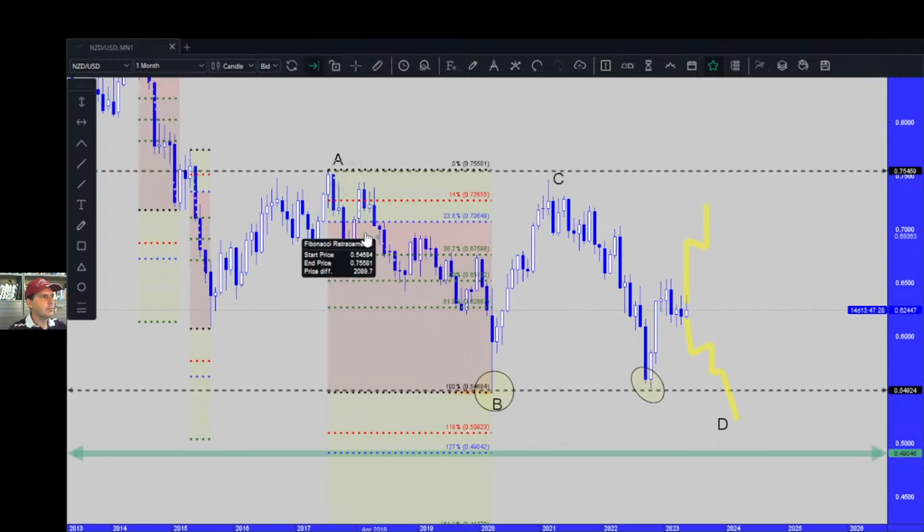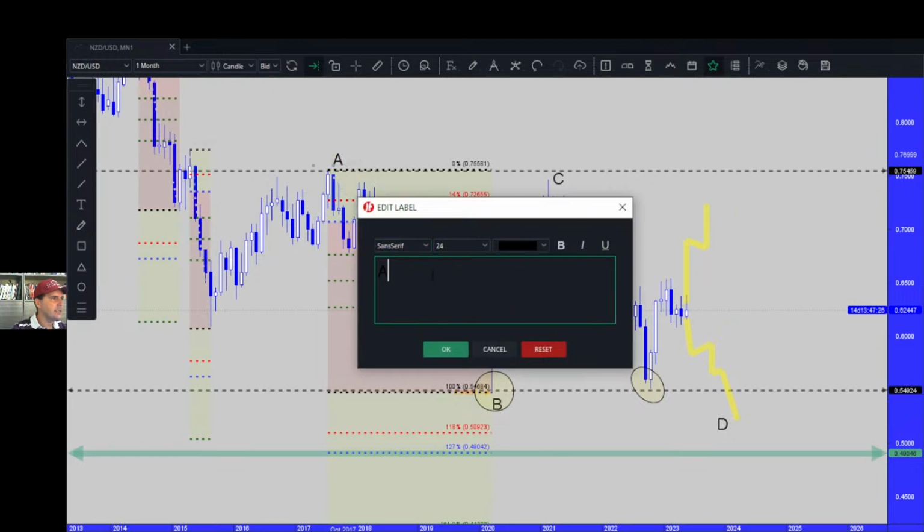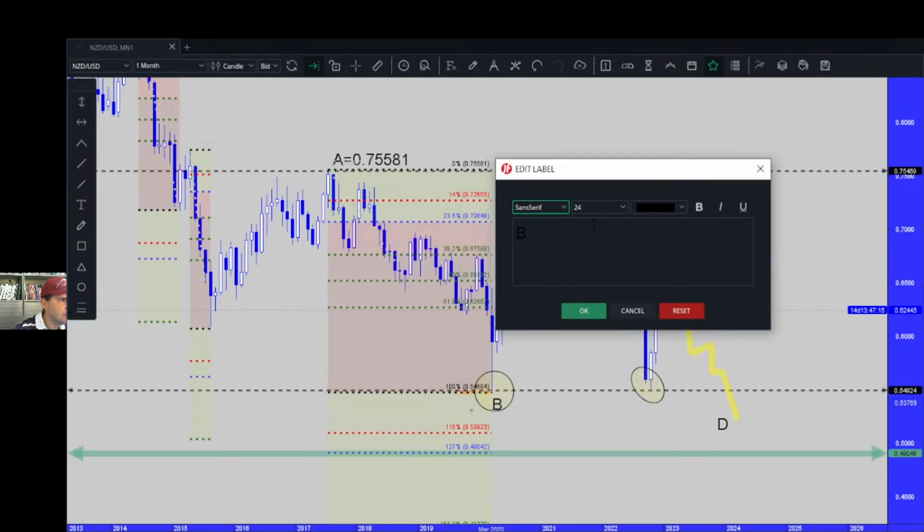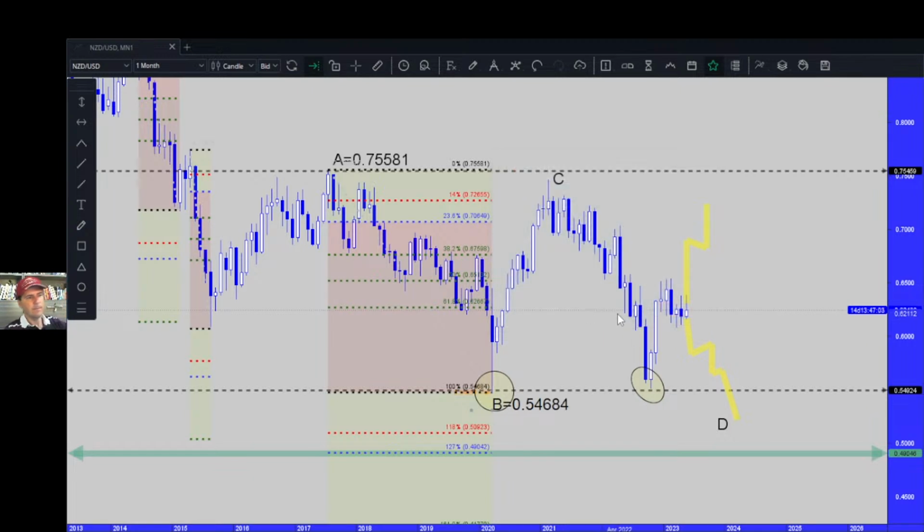And talking about the Fibonacci, everybody, my A is at A equals, if you want, 0.75581, and my B equals 0.54684. Okay, if you want to check.